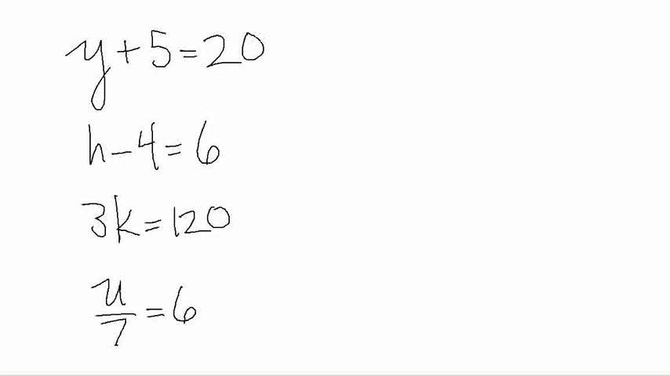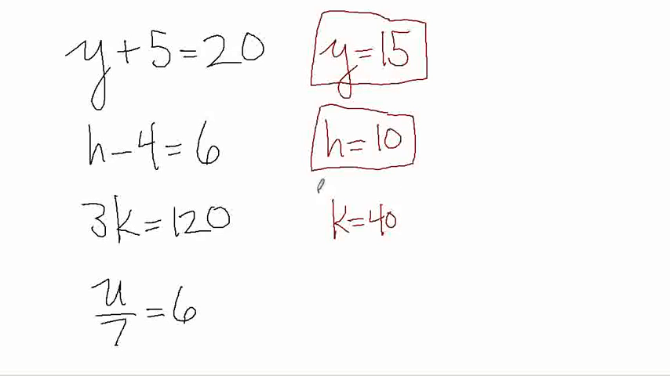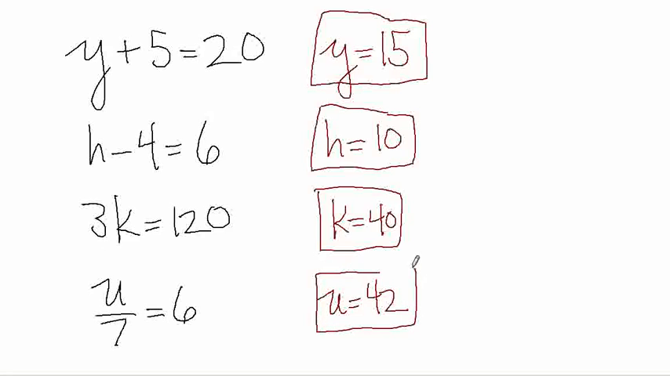Okay, I'll go ahead and tell you what the answers are. So for the first equation, y is equal to 15, because if you add 5 to 15, you certainly get 20. For the second one, h is equal to 10, because 10 minus 4 is equal to 6. For the third equation, k is equal to 40, because 3 times 40 is equal to 120. And for the last one, u is equal to 42, because 42 divided by 7 is equal to 6.